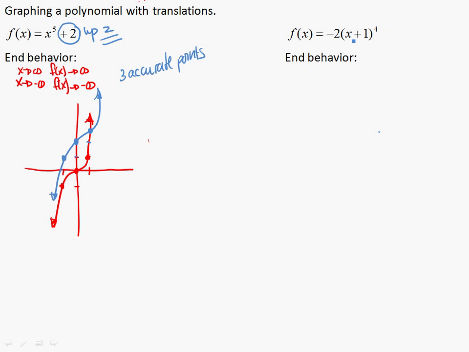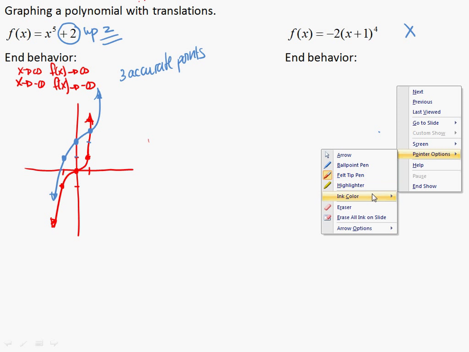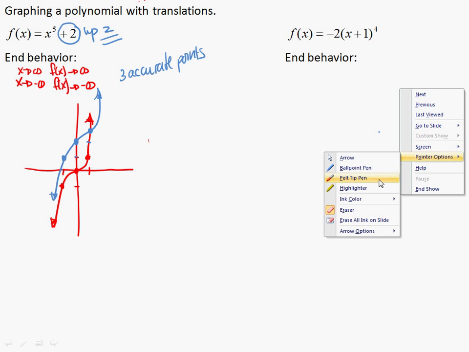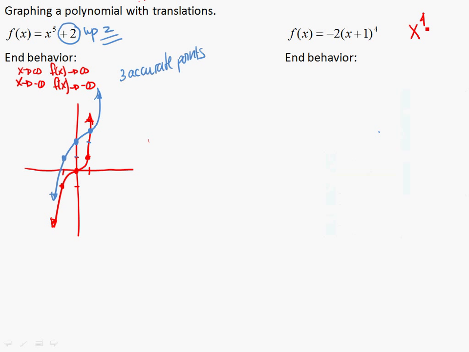So sort of the same thing here, and I can't erase all this mess. So let's just look at what x to the 4th looks like. I'll do the basic function in red. So what does x to the 4th look like? Ignore all the other stuff. What is its end behavior? Alright, so let's list that. So let me graph that.